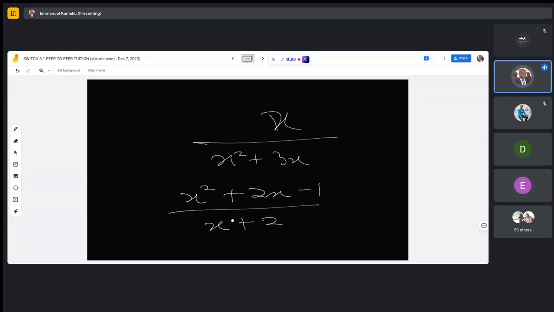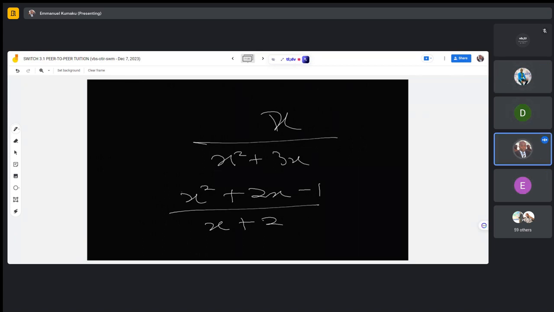In case one, I didn't talk about oblique asymptote. Don't forget, it doesn't work like that. In case one, I didn't talk about oblique asymptote. Oblique asymptote is in case three, top heavy. It looks like it's an improper fraction. Yes.